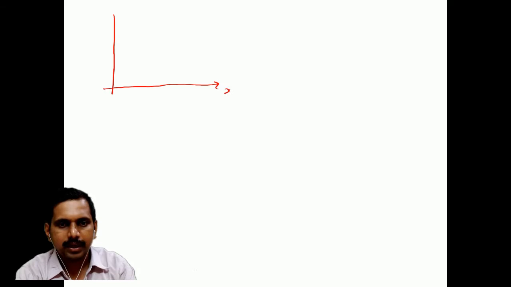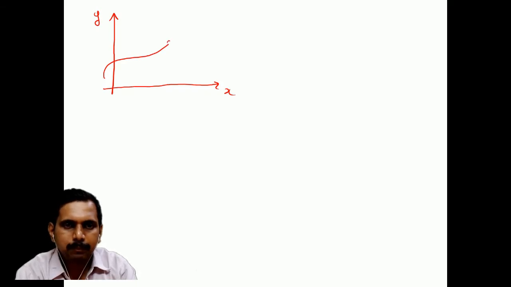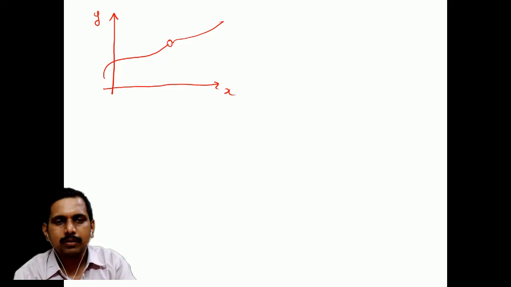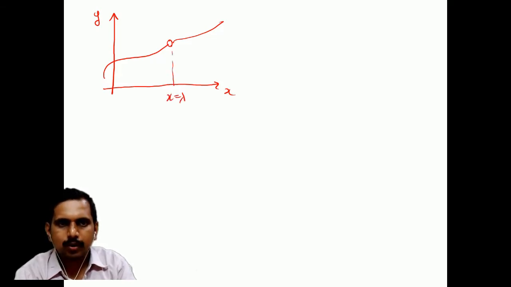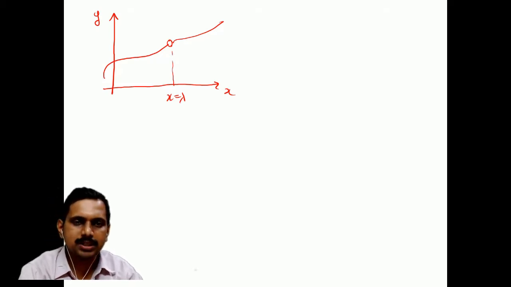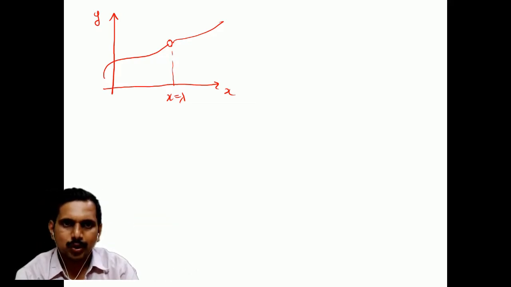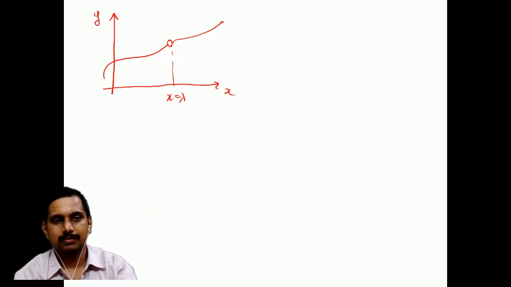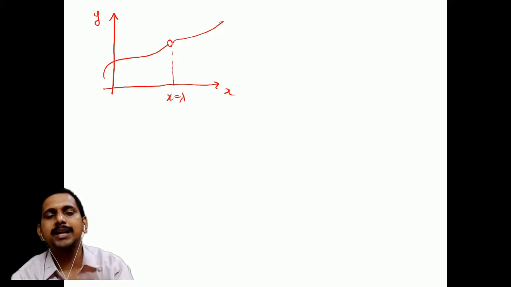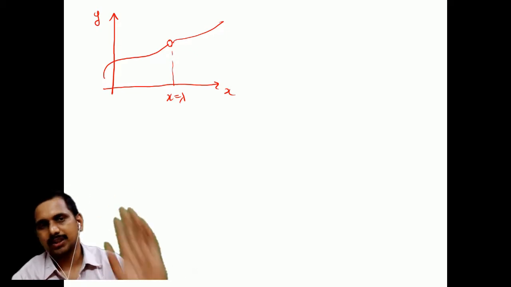If I have x and y as the coordinates, you have a curve here, but at a point somehow it is not defined. So say this is x equal to lambda. So y is not defined at x equal to lambda. y is defined before x equal to lambda, and y is defined after x equal to lambda. So the approximation of what y would be at x equal to lambda is called a limit.